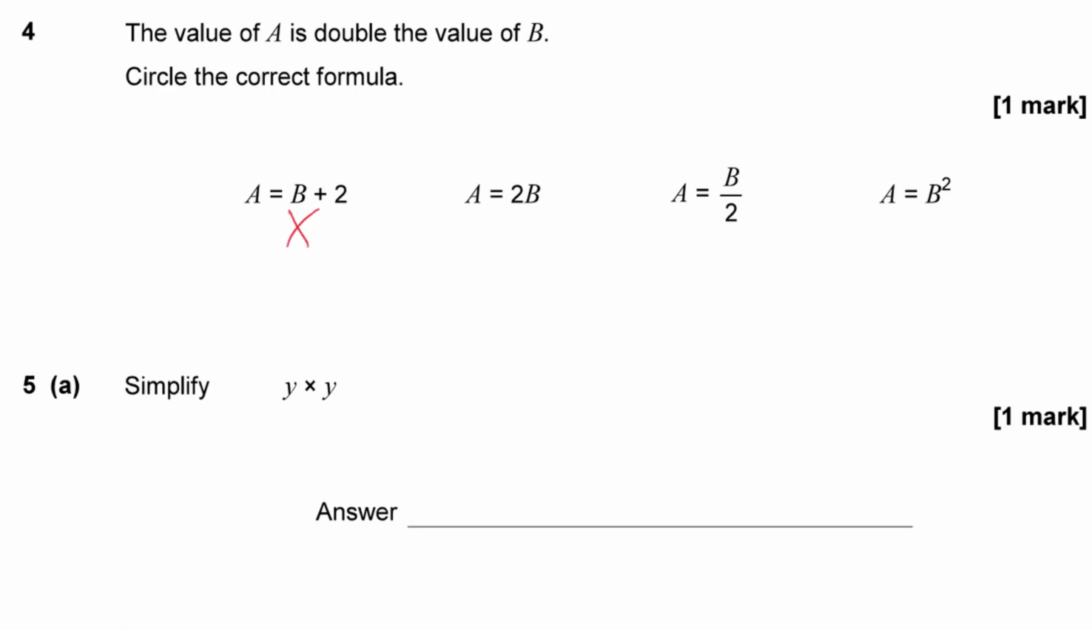A equals 2 lots of B. Well, that's the same thing, isn't it? Doubling B is the same as multiplying it by 2. The third one is taking B and dividing it by 2. So it's not that one. And the last one is taking B and multiplying it by itself. So it's not that one. It's this one here, isn't it? A equals 2B.